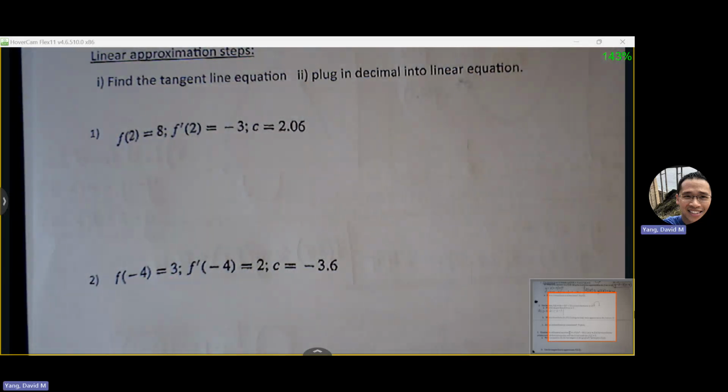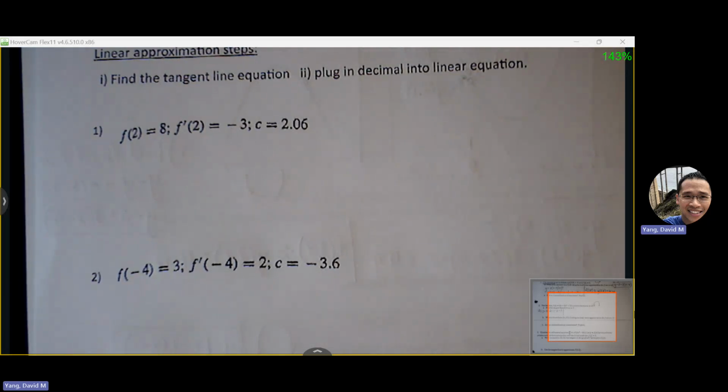Okay, we're doing just more of these practices where you're just building your tangent line equation and plugging in the decimal.